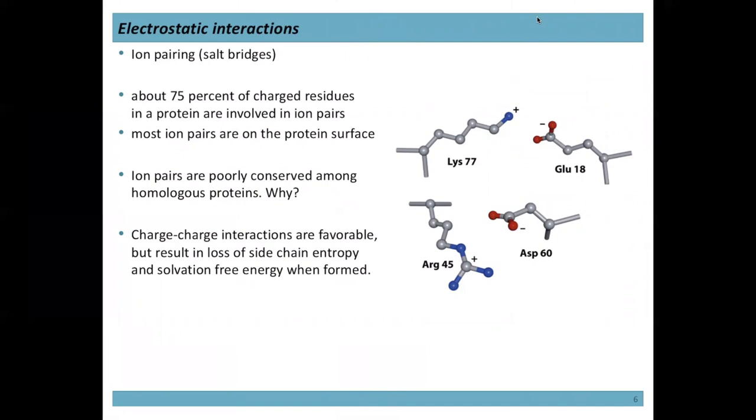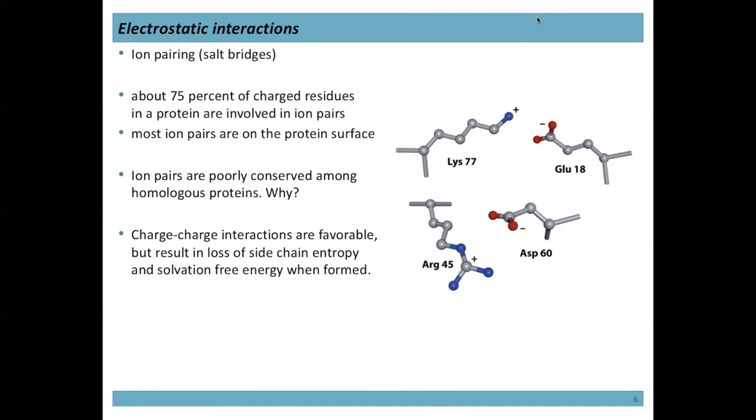So the hydrophobic effect seems to be the major one, but ion pairing or salt bridges can also be very important. So here's some data. About 75% of the charged residues in a protein are involved in an ion pair. So that lets you know that just having a free ion, either associated with water or just by itself, isn't as favorable as having it paired with another oppositely charged side chain. And even these ion pairs are often found on the protein surface, where you think they could actually exchange or be involved in hydrogen bonding with water.